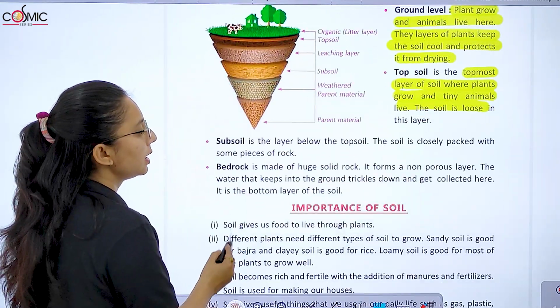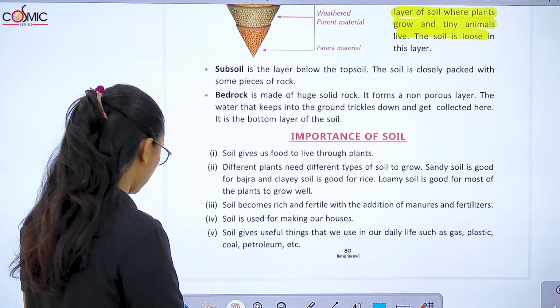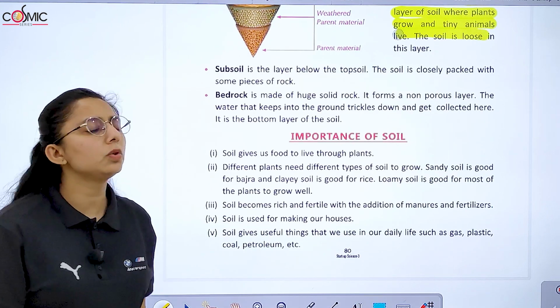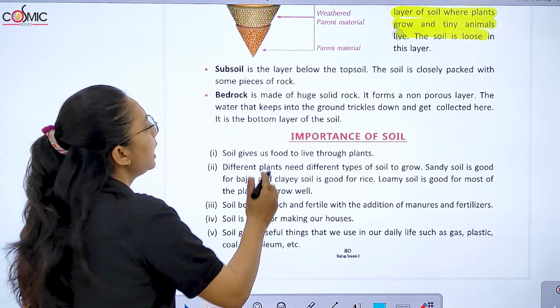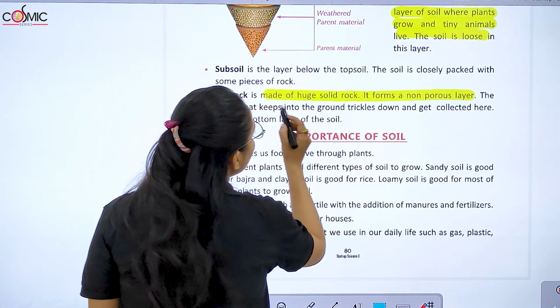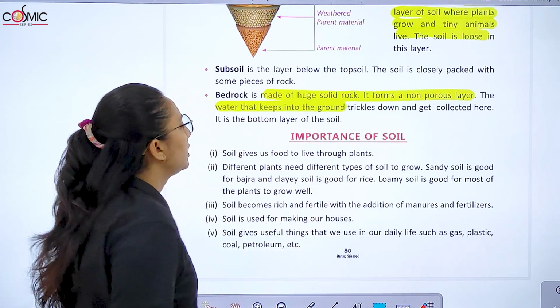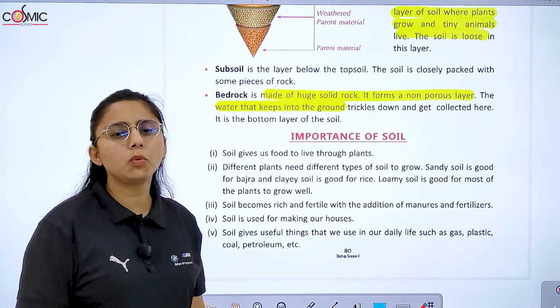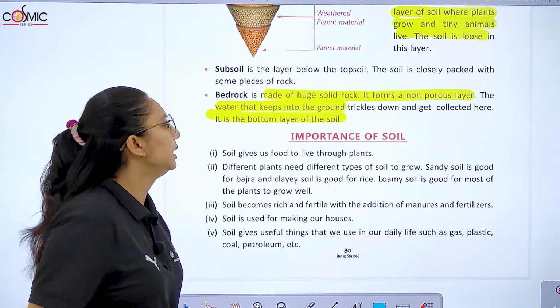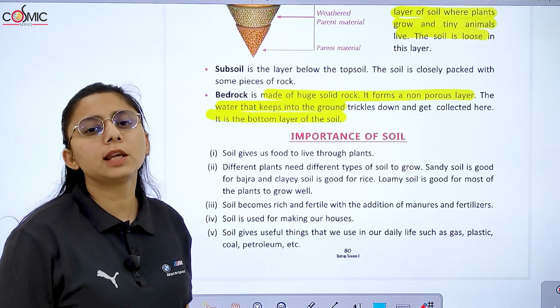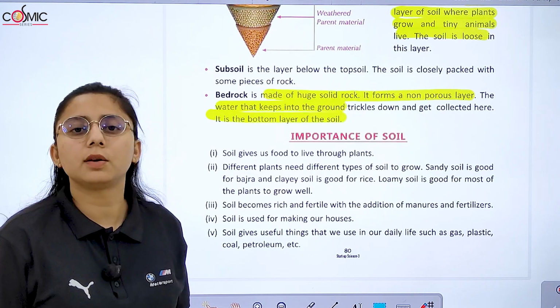If we talk about subsoil layer, ये आपकी क्या है? Below the topsoil. And here we can say the soil होती है वो closely packed होती है. Right? Bedrock is made up of huge solid rock, ये non-porous layer होती है. And the water that goes into the ground trickles down and gets collected here. And it is the bottom layer of the soil. ये क्या होती है? Soil की bottom layer होती है.